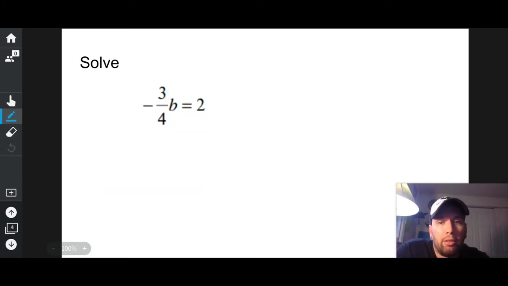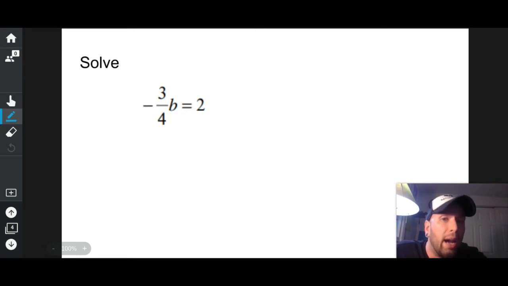Why break habits? Ooh, is b all by itself? What's in the way? Negative 3/4. Negative 3/4 is in the way because it's being multiplied to b. How do I get rid of the negative 3/4 that's being multiplied to b? Well, divide by negative 3/4? No, I don't like that. I don't like it at all.